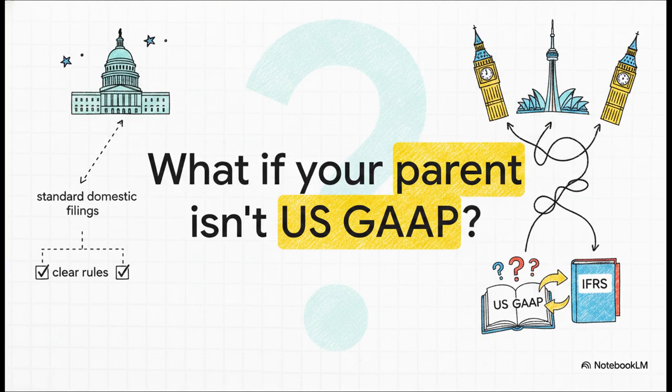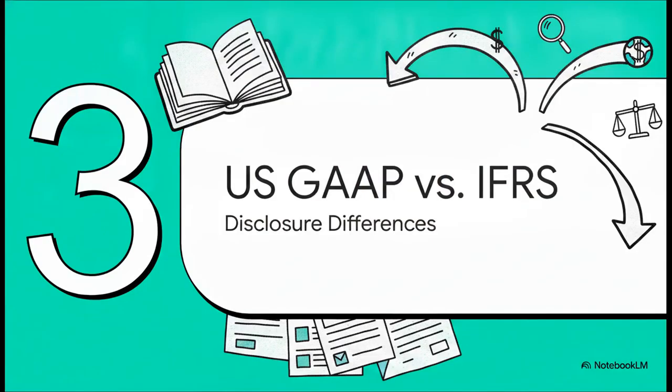Okay, so that covers standard domestic filings. The structure makes sense, the rules are clear. But things get incredibly tricky if you are a subsidiary reporting up to a parent company located in London, Toronto, or Sydney. Suddenly, the US GAAP playbook isn't the only one you need to know. Which leads us to Section 3, US GAAP versus IFRS, and exploring note disclosure differences.